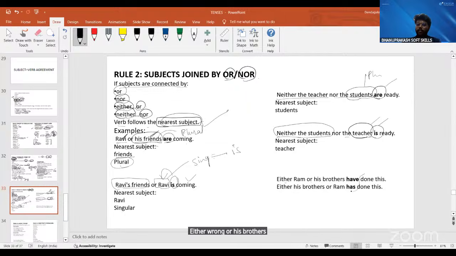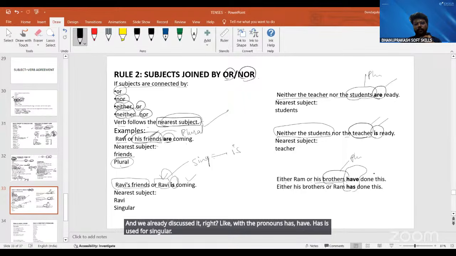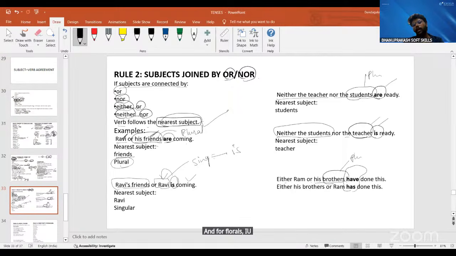"Either Ram or his brothers." Now "have, has" has come. Okay. So "either Ram or his brothers." Brothers is plural. And we already discussed it, right? Like with the pronouns has, have. Has is used for singular like he, she, it. And for plurals, I, you, we, they. And here you can see brothers is plural. So the plural-related helping word is "have."